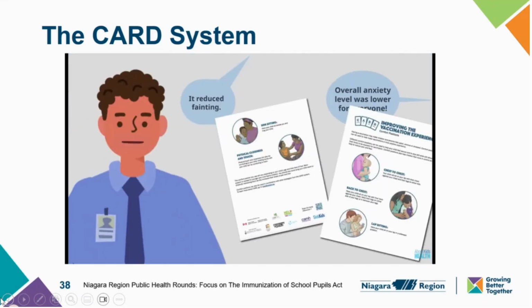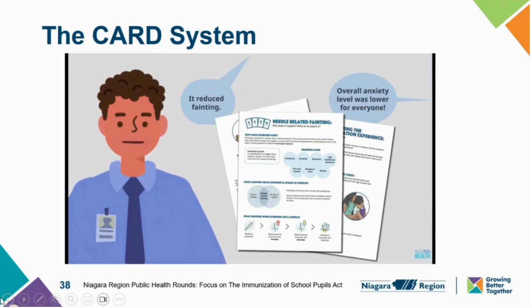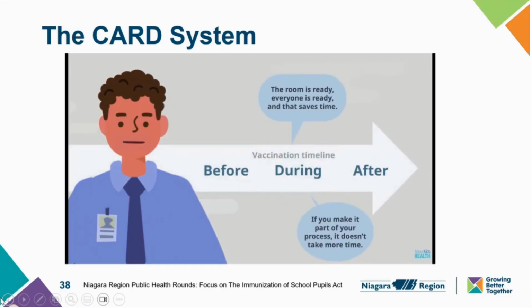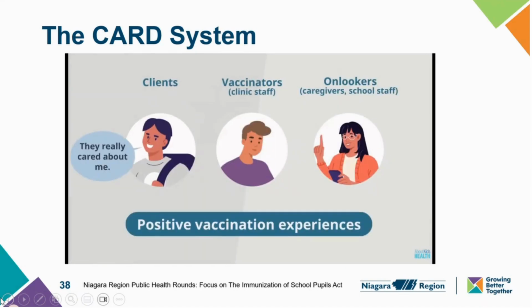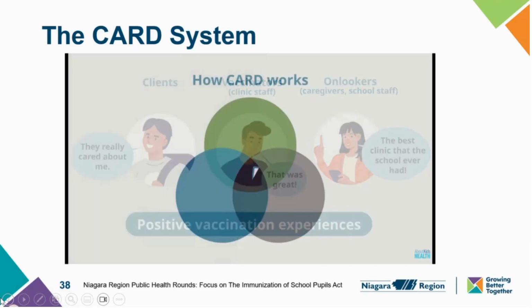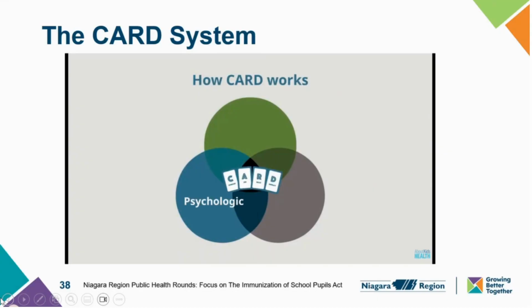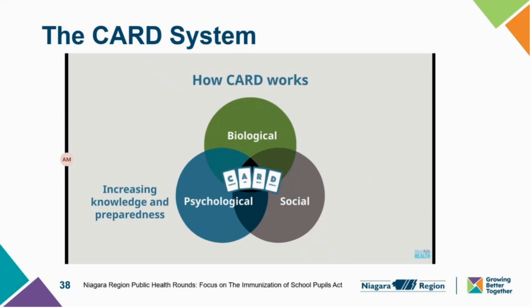CARD improves the safety of vaccination delivery. It reduces fear, pain, and stress-related responses that are precursors to fainting injuries. It saves time during vaccine injections and leads to more positive experiences in vaccine clients, vaccinators, and onlookers, including caregivers and clinic staff. CARD includes interventions that address the psychological, biological, and social factors contributing to an individual's risk of experiencing stress-related responses. These interventions include increasing knowledge and preparedness, reducing pain and fear, and promoting trusting relationships with staff.